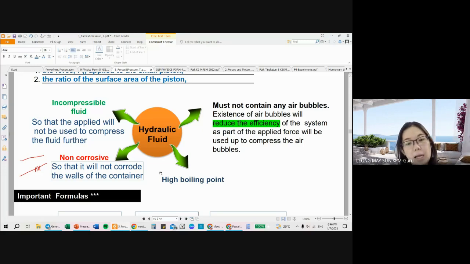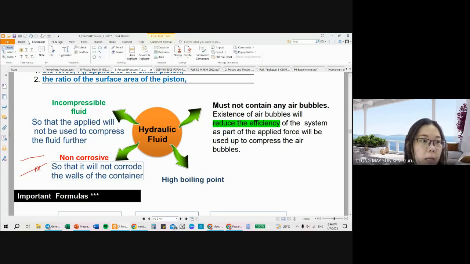All right, and lastly, high boiling point. Can you all recall what is the meaning of boiling point? What's the concept behind boiling point? Type your answer inside the chat box, please. How much heat energy is needed to change state when liquid turns to gas completely?